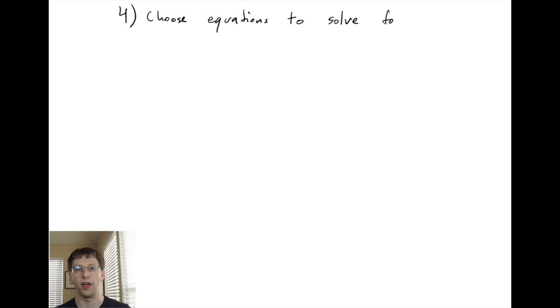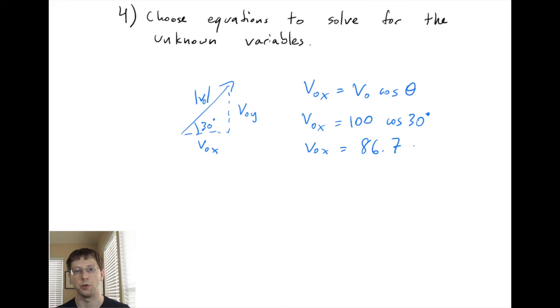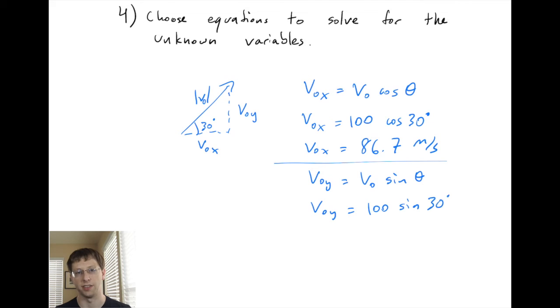Next, you should choose equations that will help you solve those unknown variables. In this case, we would need to use the trigonometry that would give us the values for v0x and v0y. So we can even just solve for that right now. v0x works out to about 86.7 meters per second, and v0y is 50 meters per second.